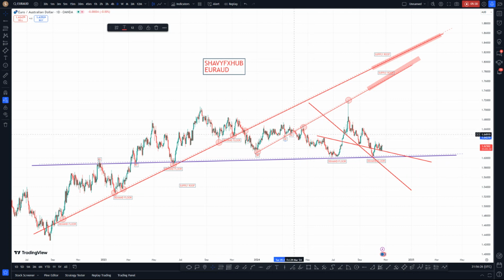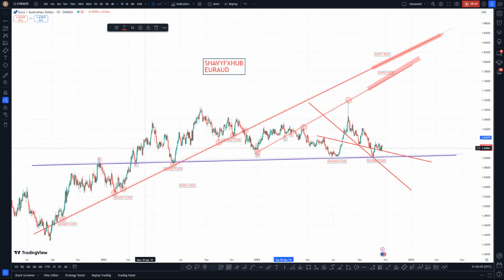Price broke out from it and came down to retest. I will call it RT, and that RT means a retest candle. And this is the candle that broke the structure. You can see the candle that broke the structure and price came back on retest.